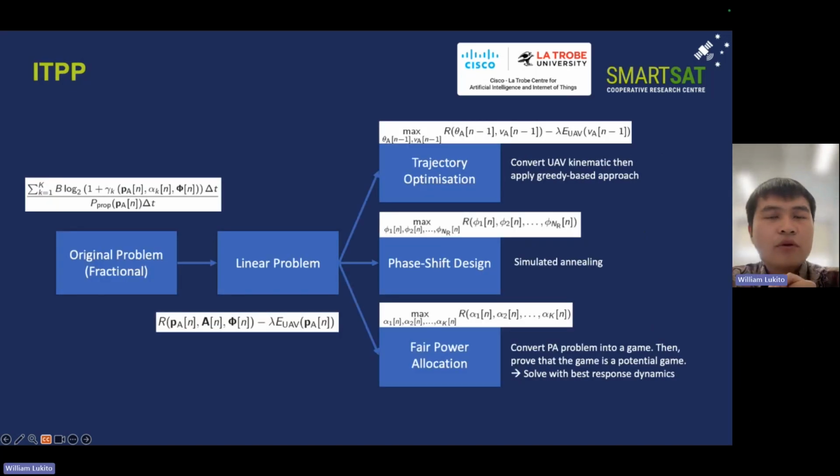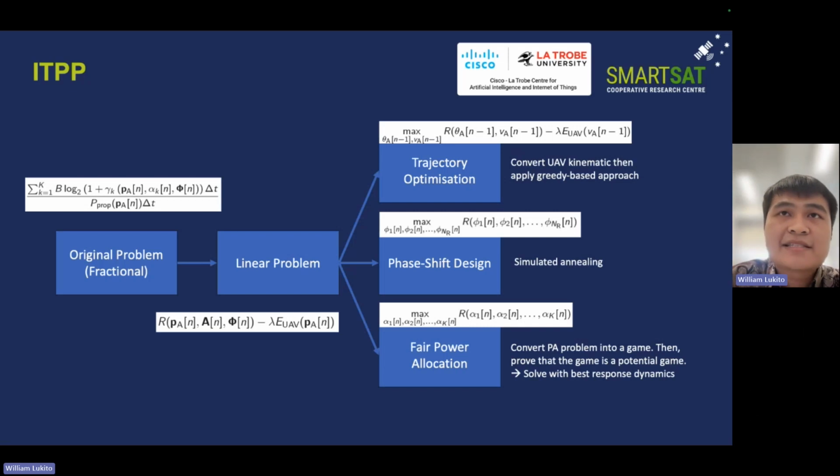Okay, so the workflow of our ITPP is, first, we have the original problem, which is in a fractional form objective. After that, we convert it into a linear objective by utilizing the Dinkelbach procedure. Then we separate the problem into three manageable subproblems. The first subproblem is the trajectory optimization. For this, we first convert the UAV kinematics, and then we apply a greedy-based approach.